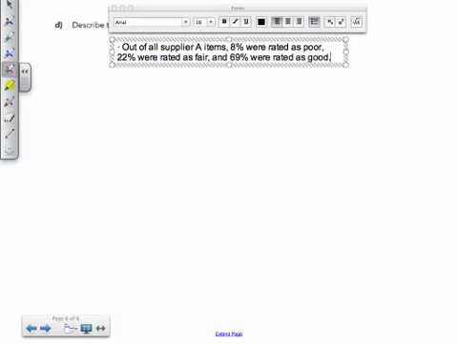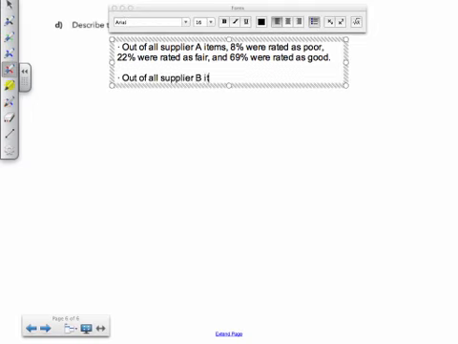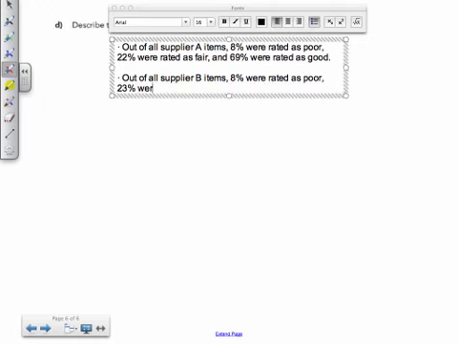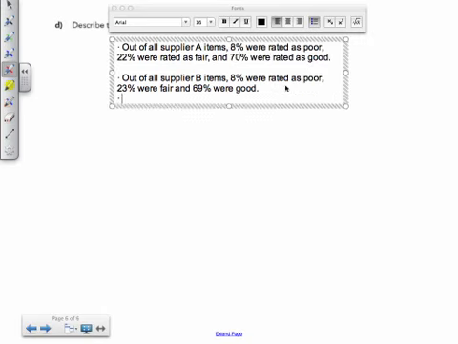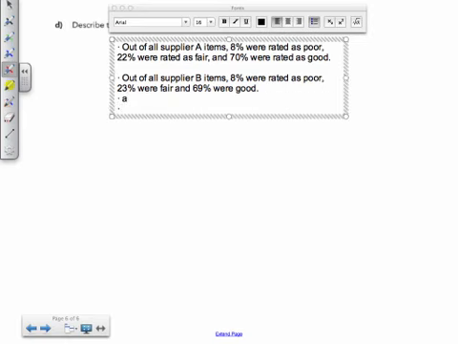All right, don't forget to press pause if you need to catch up. All right, then we would talk about all of supplier B items. So out of all supplier B items, again, 8% were also rated as poor, 23% were fair, and 69% were good. Okay, I apologize, you guys, this right here should have been 70% were rated as good for this number right here. Okay, and then we're going to do one more, and that is for supplier C.